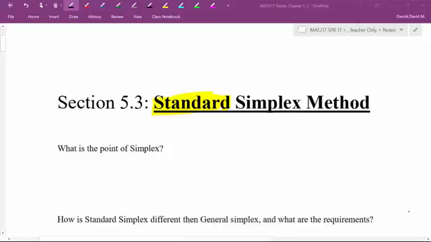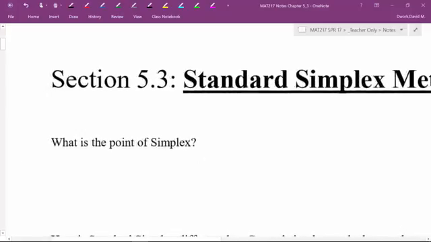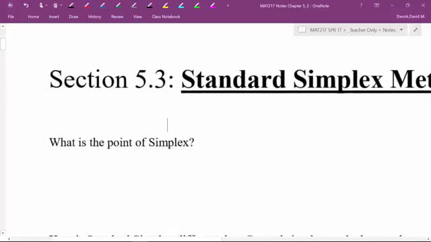Standard simplex is going to come in many flavors as we go through the rest of chapter 5, but we're going to start off with standard simplex, okay? So, what is the point of simplex? What are we doing? Well, the good news, simplex is literally what we were just doing in section 5.2. It solves linear programming problems.